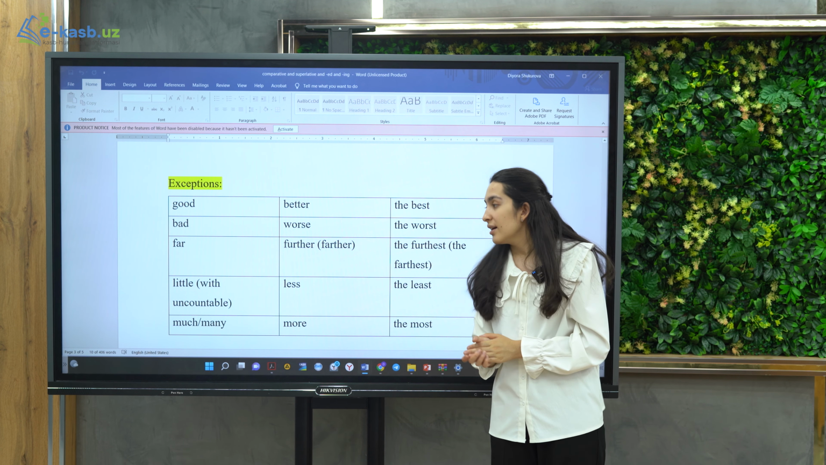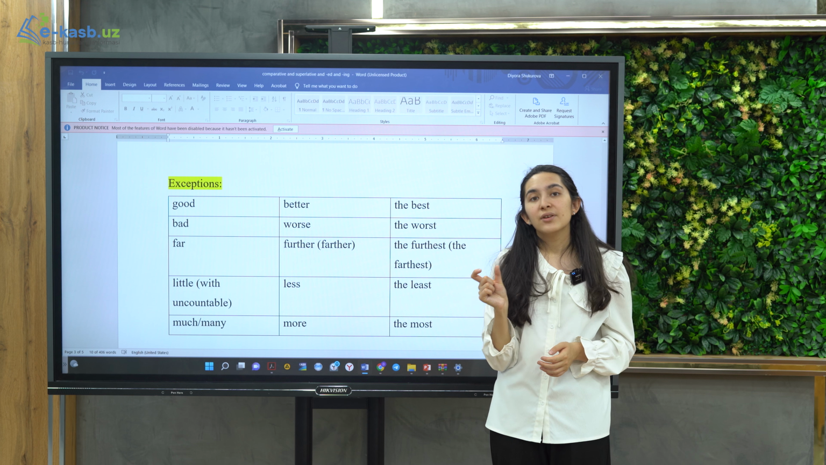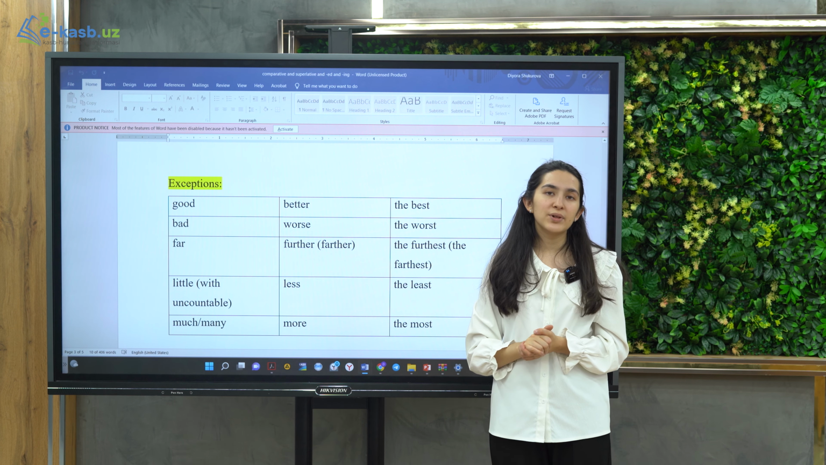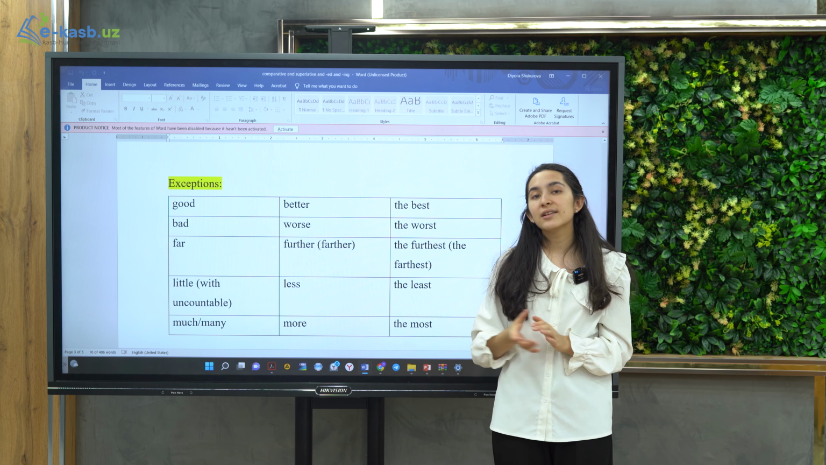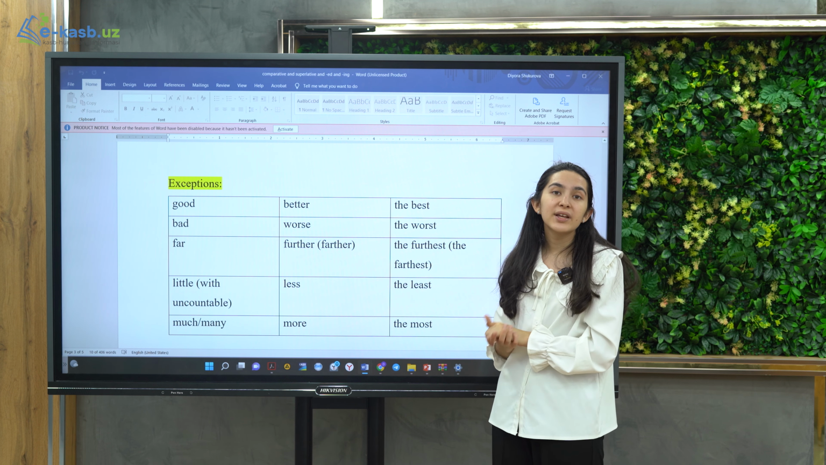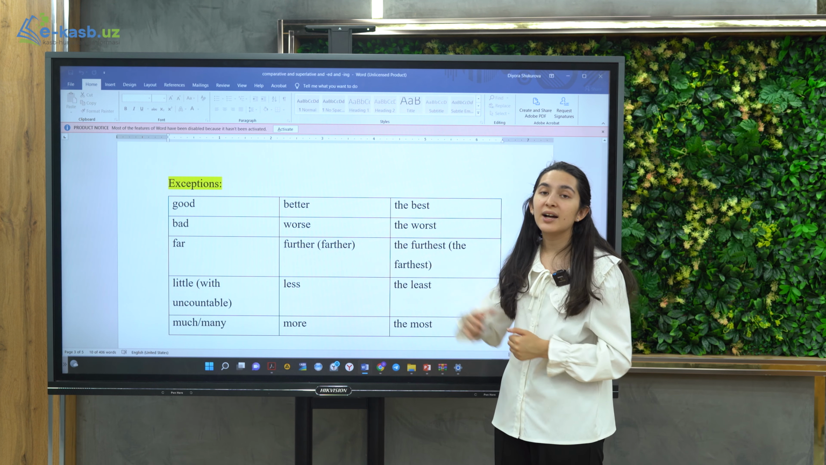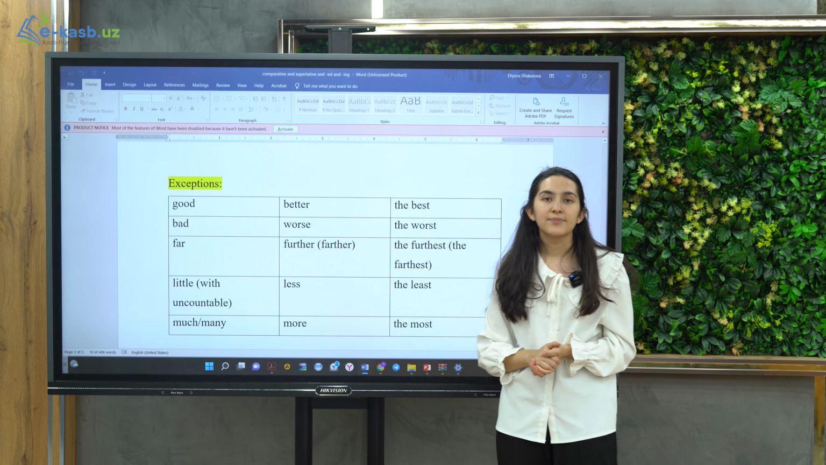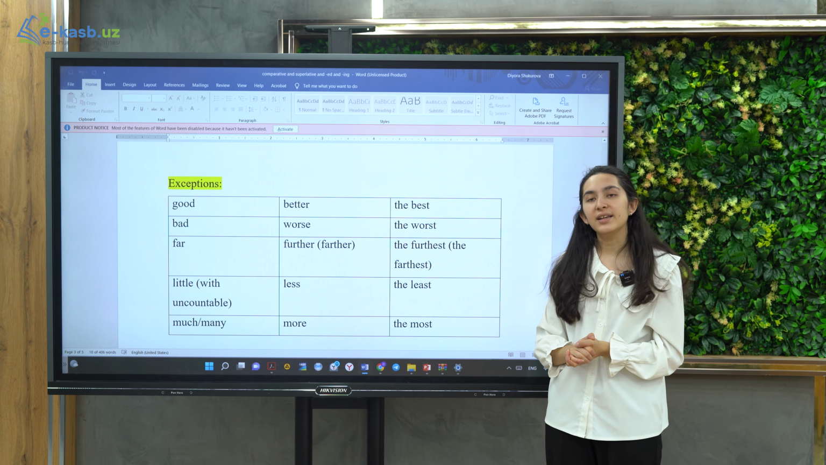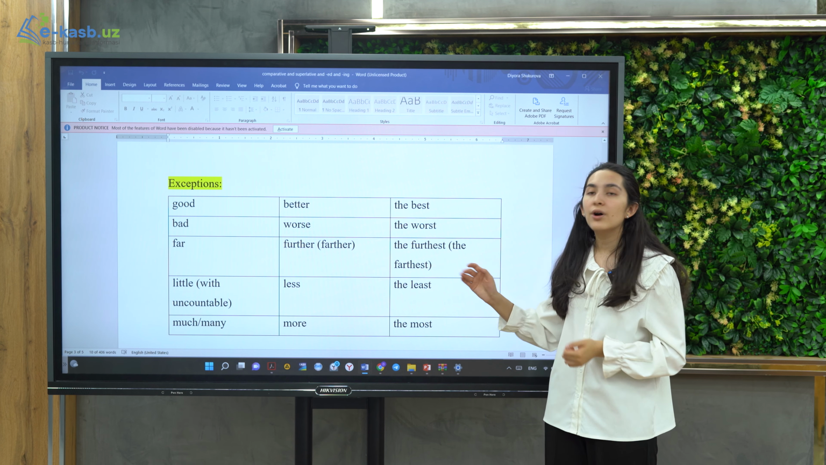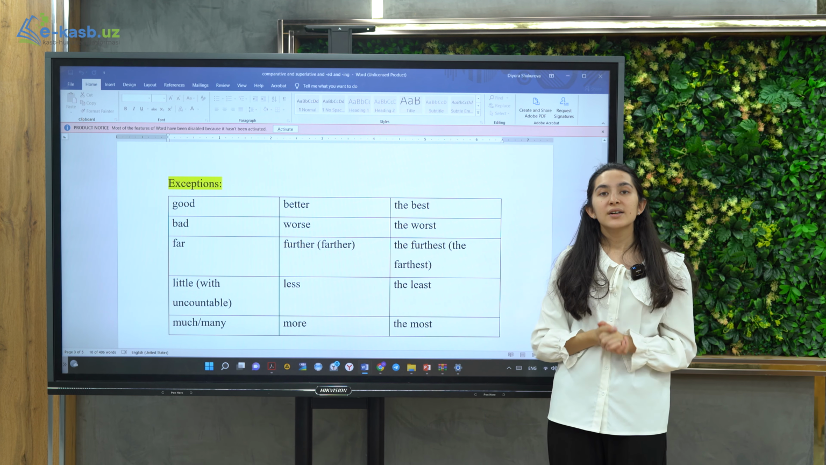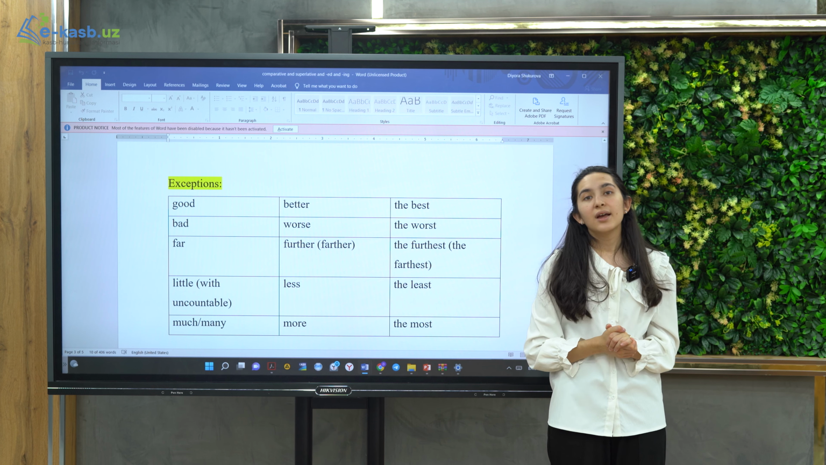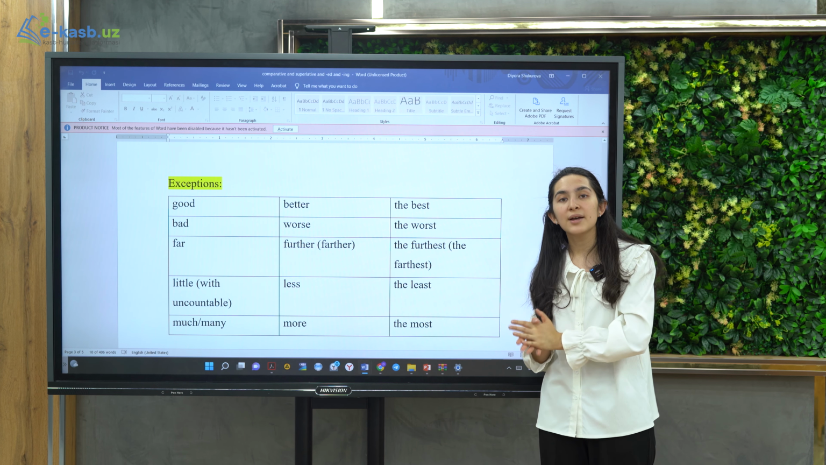Next, little. Little, it means kam. We use it only with uncountable nouns. For example, I have little money, or I have little time. And comparative of it will be less. Little, less, the least. And the last one is much, many, more, and the most. These are all 6 exceptions. Please learn them by heart.